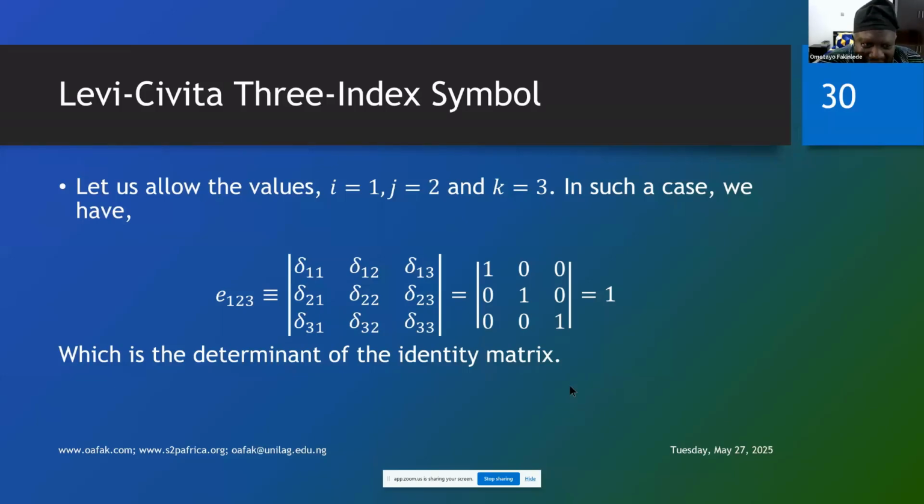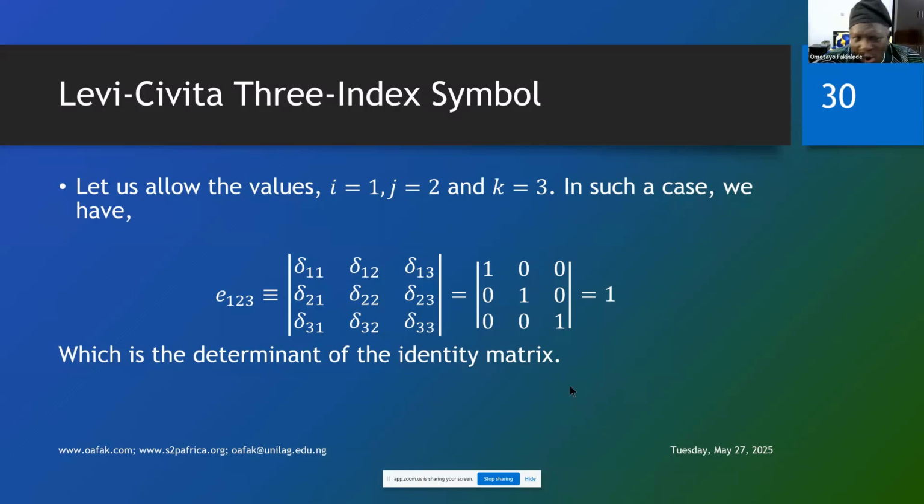We are saying that the Levi-Civita 3-index symbol will give you the values 100, 010, 001, as you can see. And if there's anybody in the class that this is not obvious to, please let me know in the chat room or ask your friends, because immediately you can see that it gives you the identity matrix, and the determinant of the identity matrix is simply 1. You can expand anywhere you like. The answer is 1. So E123 is equal to 1.